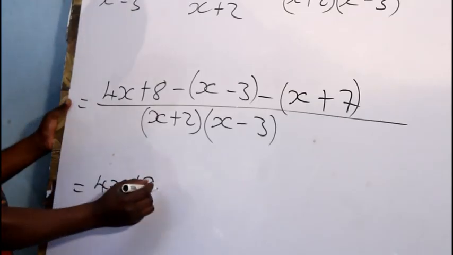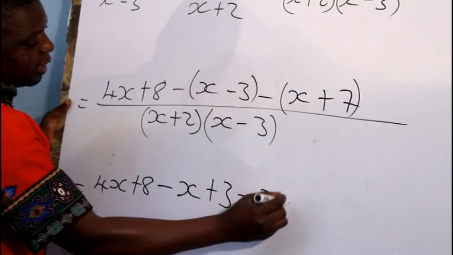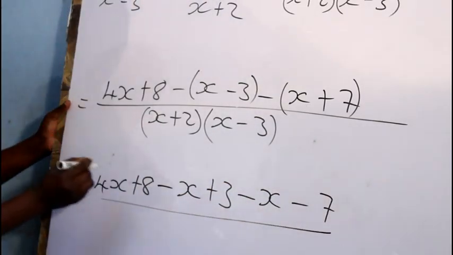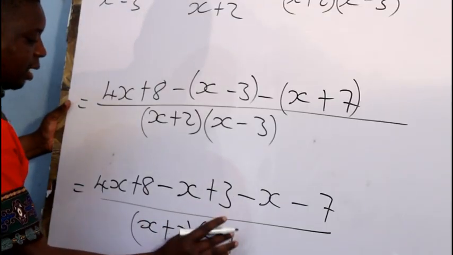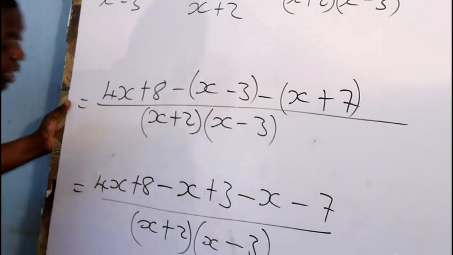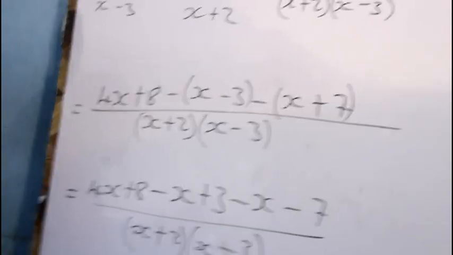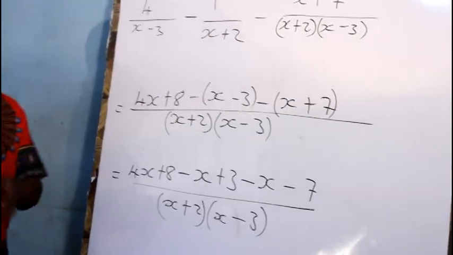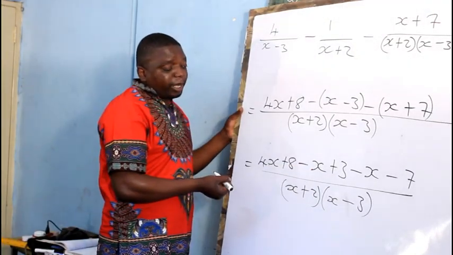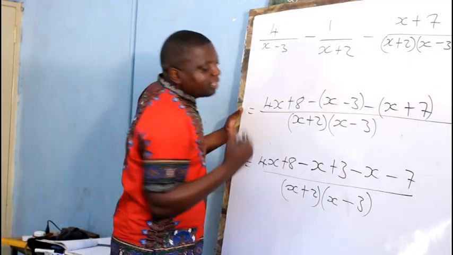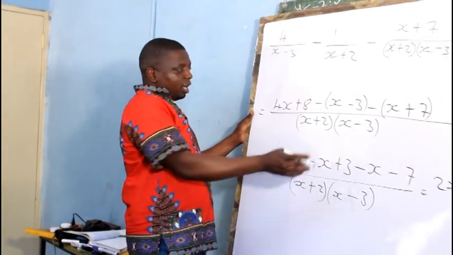Right, so we have minus x plus 3 minus x minus 7 all over x plus 2 factor of x minus 3. Don't you simplify? Just simplify it there. Collect my like terms: 4x minus x, 3x minus x, so 2x.